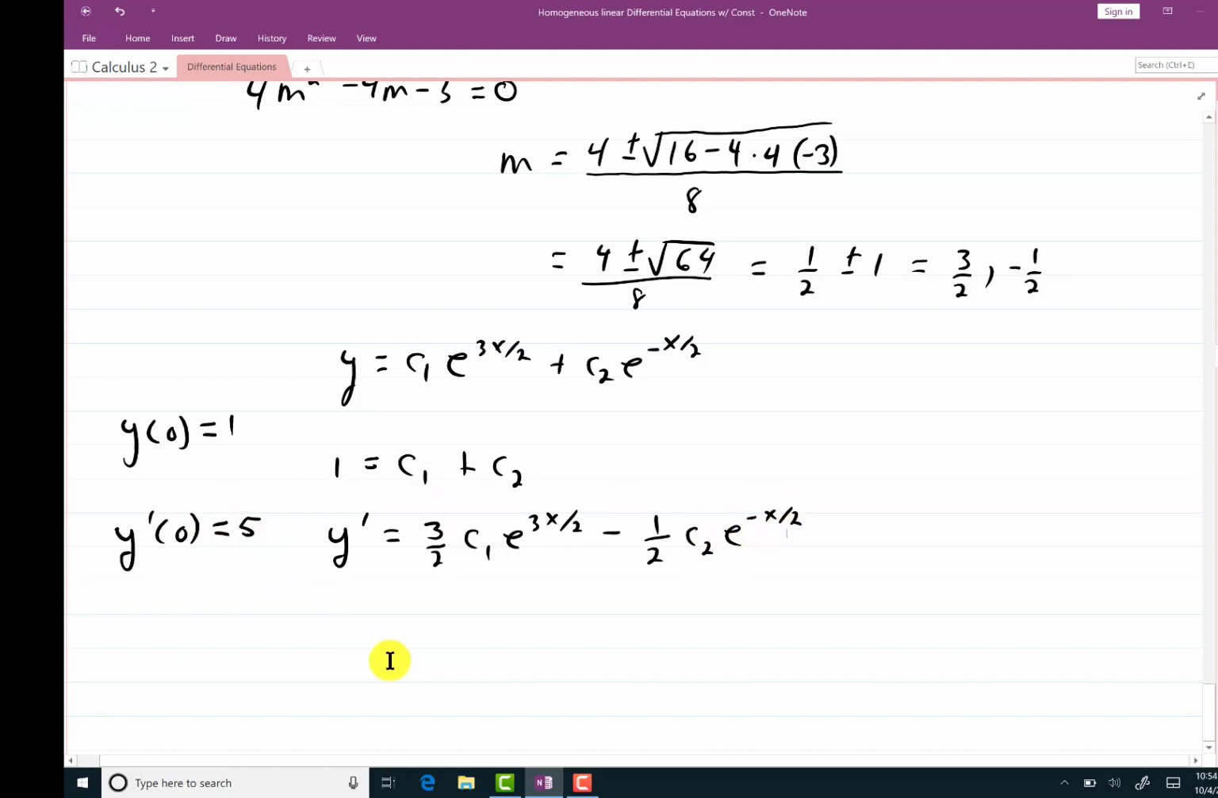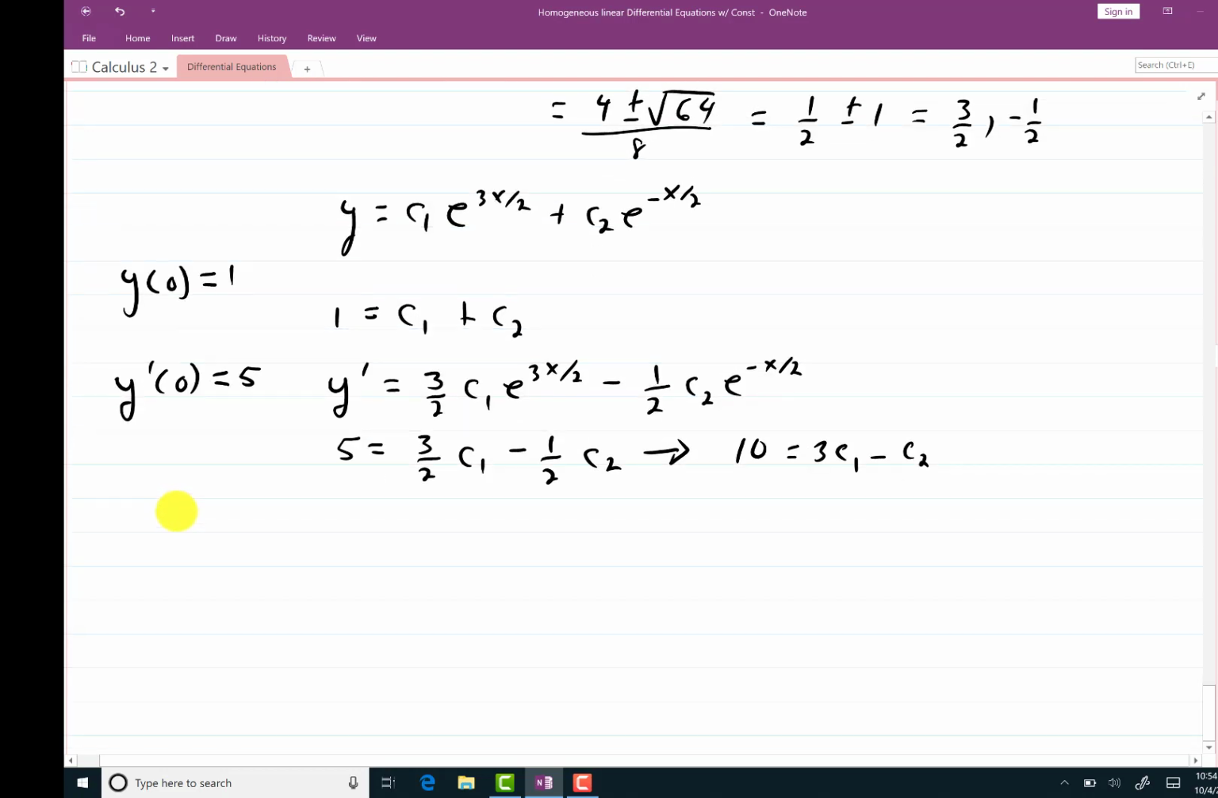And so when I plug in 0 to get 5, I'll have 5 equals 3 halves c1 minus 1 half c2. What I'm going to do just to make this equation a little more palatable is I'm going to multiply it by 2 to give me 10 equals 3c1 minus c2. So my pair of equations look like this. c1 plus c2 equals 1, and 3c1 minus c2 equals 10. So obviously add them together to get 4c1 equals 11, or c1 equals 11 fourths.